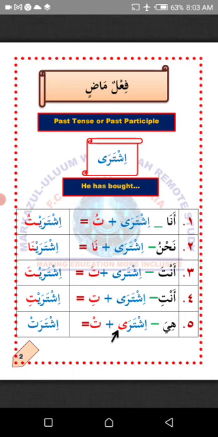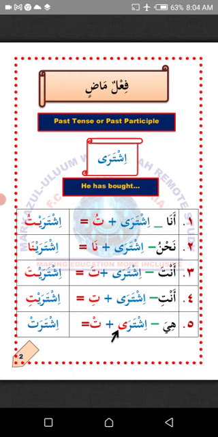Arba'a, number four. Anti, you, representing a single female person. So how do we change the verb ishtara to suit anti? All you need to do is to attach ta'un carrying kasra to the last letter. Then you give sukun to the letter before it. The verb ishtara will now become ishtaraiti, which means you have bought. You can only use this to address a single female person.